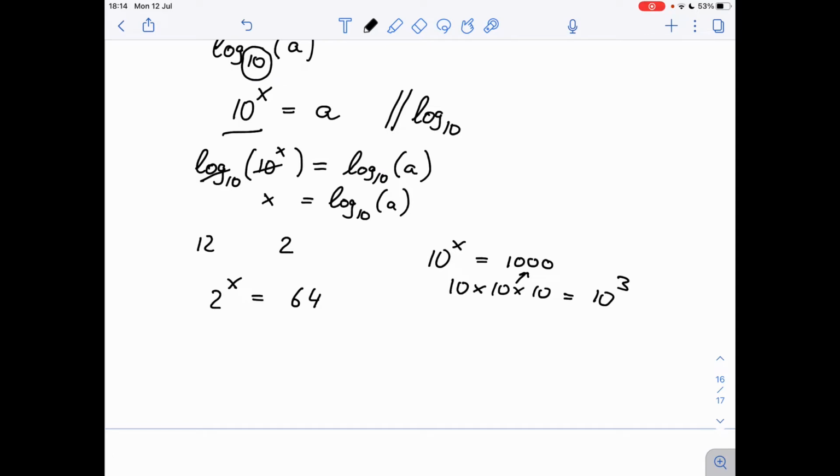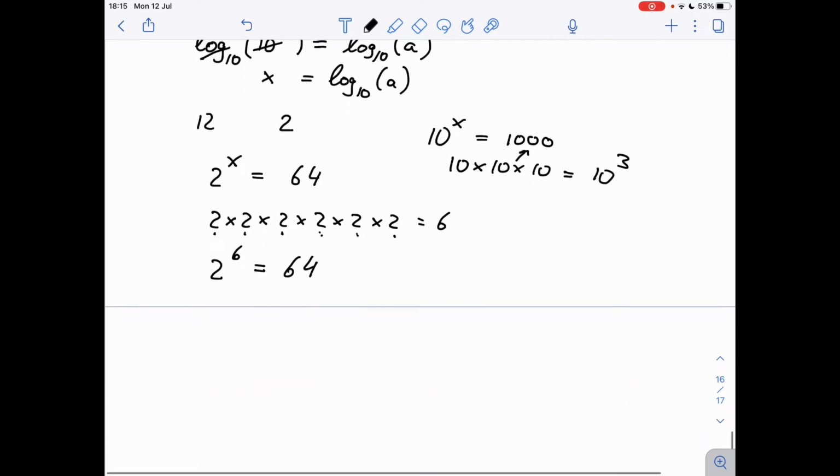And of course we can do the same thing with 2. So we can say 2 times 2 times 2 times 2. Let's see. 2 times 2 is 4, 8, 16, 32, and we need one more. So that would give us 64, and we can write 2 to the power of 1, 2, 3, 4, 5, 6. 2 to the power of 6 equals 64.